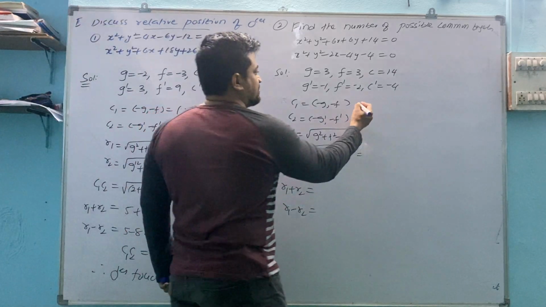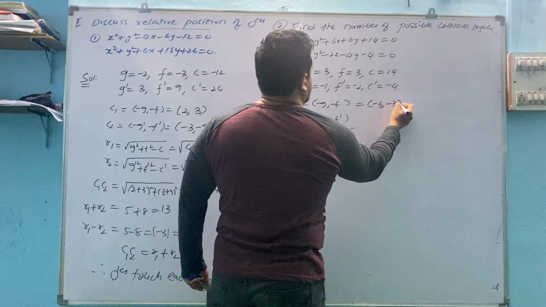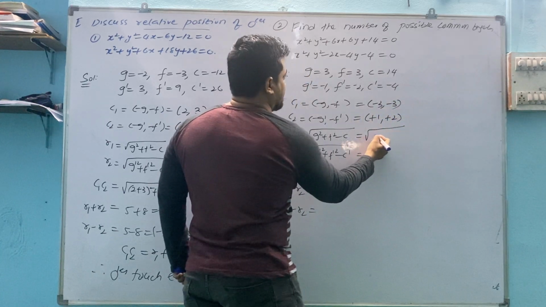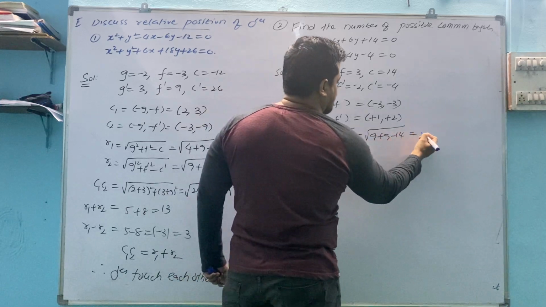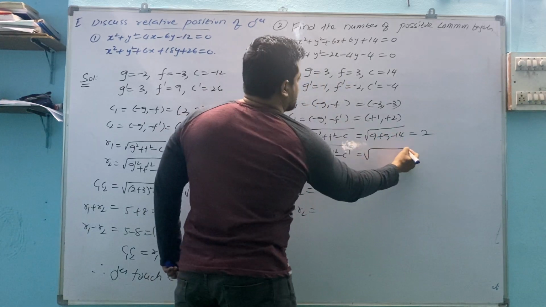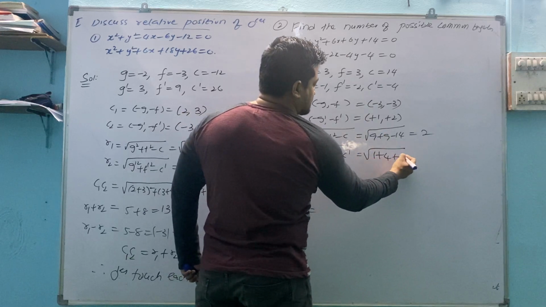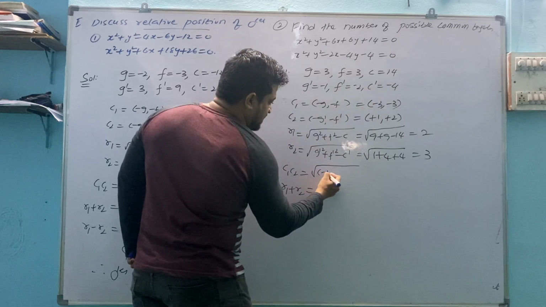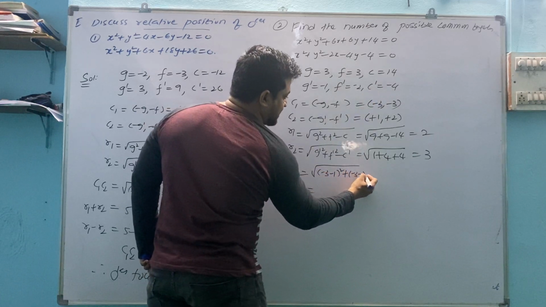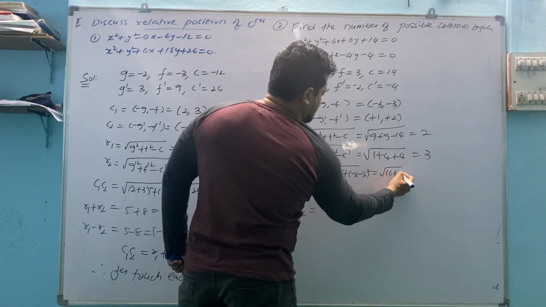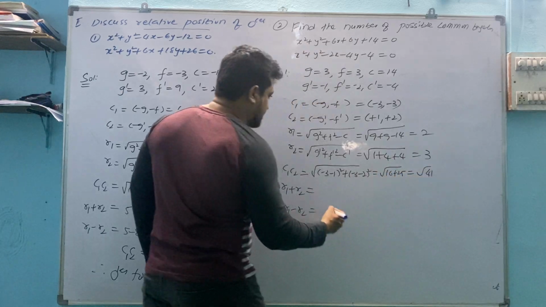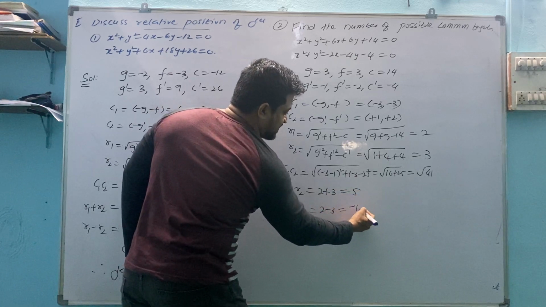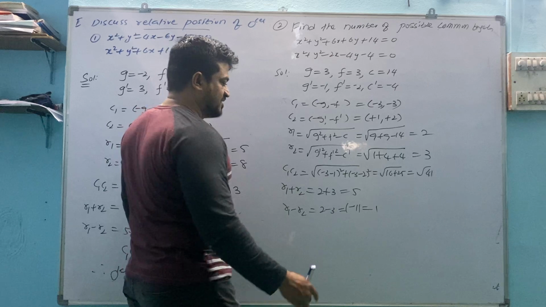Minus g, minus f, minus g', minus f'. g square plus f square minus c, 18 minus 14, 4, square root is 2. g'square 1 plus 4 minus of minus 4, this is 3. Center 1, center 2 distance: x1 minus x2 whole square, y1 minus y2 whole square, 16 plus 25, root 41. Radius 1 plus radius 2 is 5. Radius 1 minus radius 2 is minus 1, after modulus it is 1.